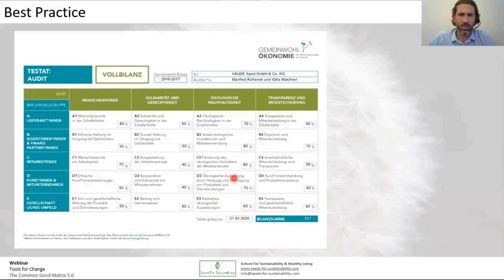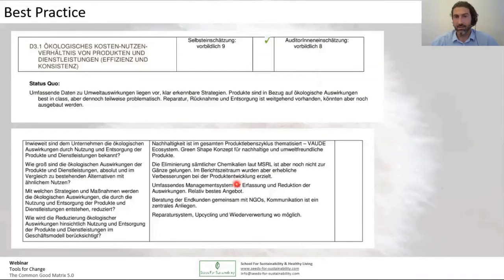So we've seen this one, the ecological impact of my products, processes and services, and they got 70%. So one might wonder, okay, how did they get that? Again, I'm sorry, the slide is in German, but I'm going to translate it for you. This is from the official audit document, and there is no translation, so I wanted to translate for you simultaneously.